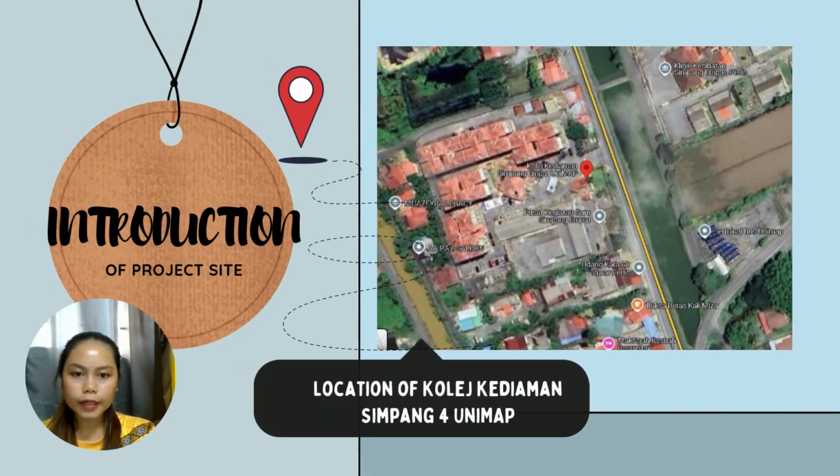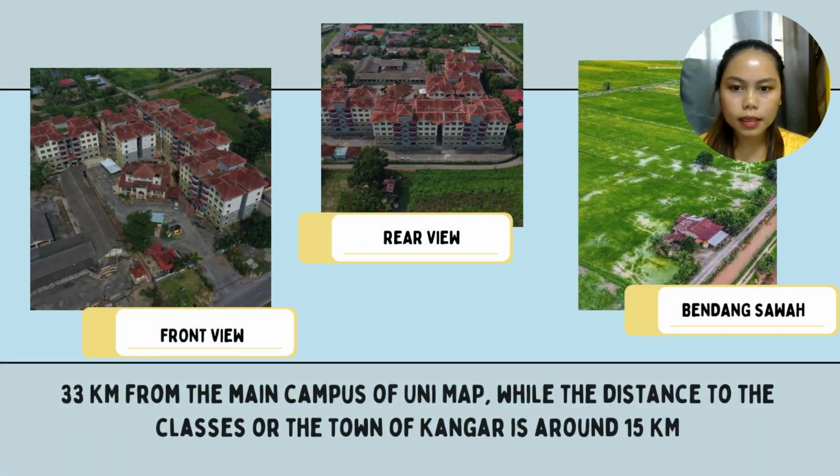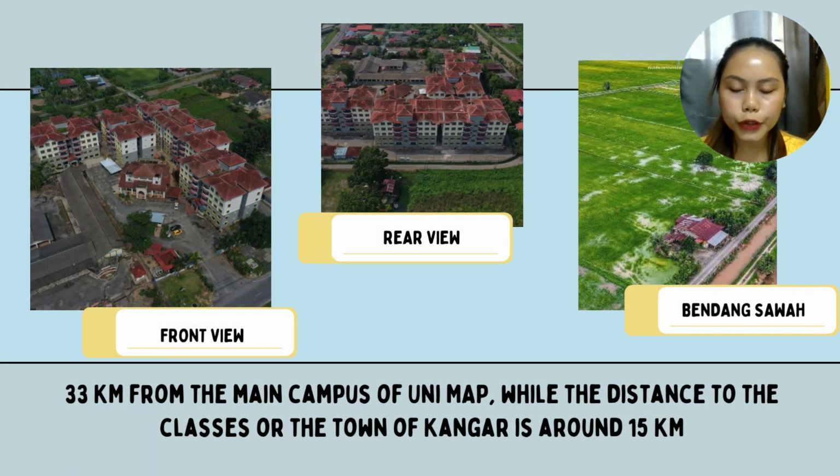Before that, I will introduce the project site, which is located at College Kediaman Simpang 4 Unimap. Here there are three views: the front view, rear view, and Bendang Sawah. As known, Tun Abdullah Ahmad Badawi Residential College is a hostel provided for Unimap students. This college is located off campus, 33 km from the main campus of Unimap, while the distance to the classes or the town of Kangar is around 15 km.